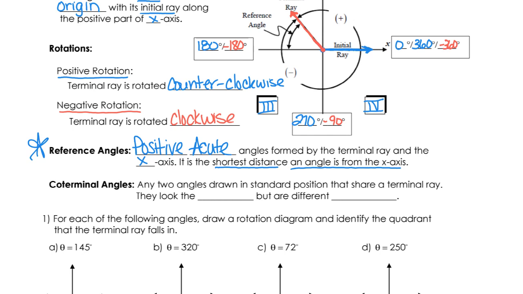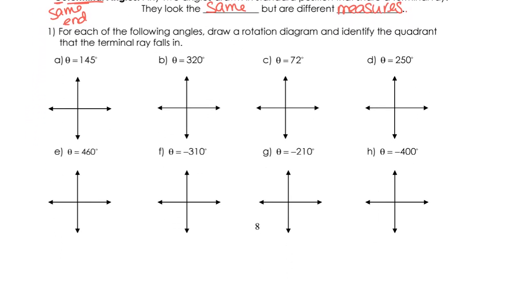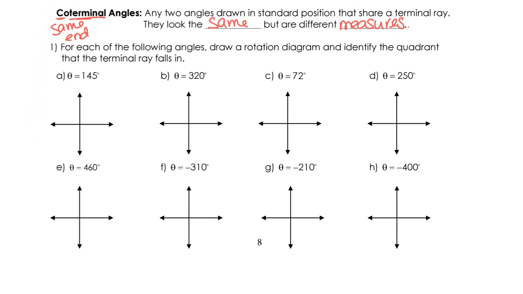Okay. There's also something called coterminal. Co meaning same, terminal meaning end. Same end. These are any two angles drawn in standard position that share a terminal ray. They look the same, but are different measures. They end up in the same exact location, but they have different measures. All right, so we're going to practice both of those coming up.